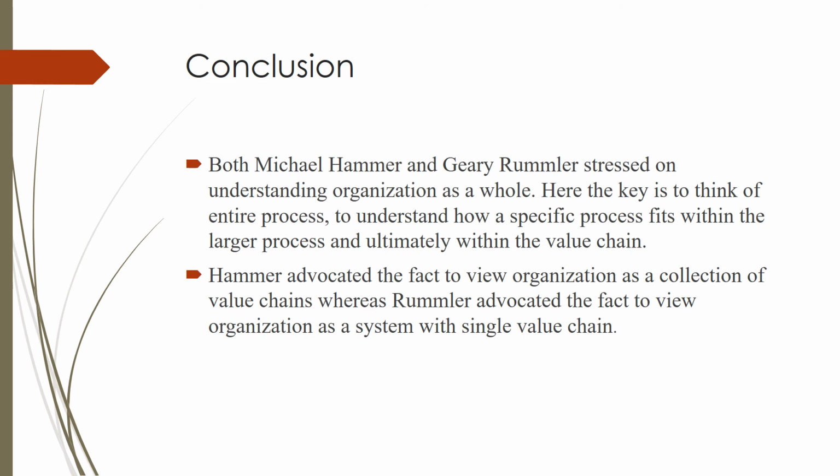Coming to the conclusion, both Michael Hammer and Gary Rummler stressed understanding the organization as a whole. Here the key is to think of the entire process and to understand how a specific process fits within a larger process and ultimately within the value chain. Hammer advocated viewing the organization as a collection of value chains, whereas Rummler advocated viewing the organization as a system with a single value chain.